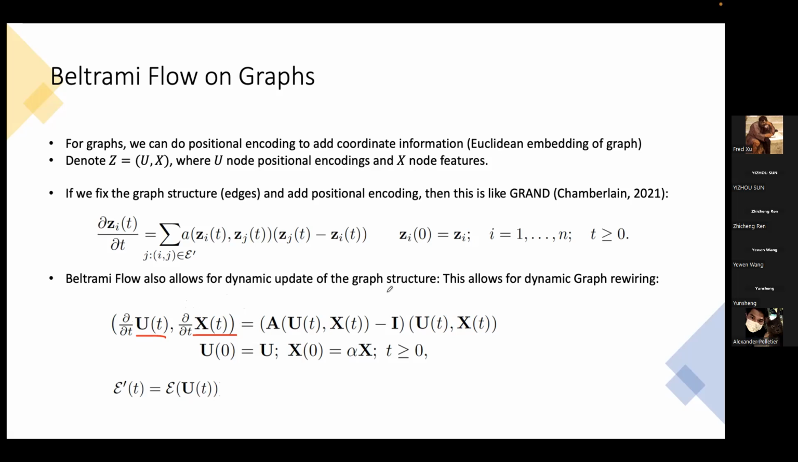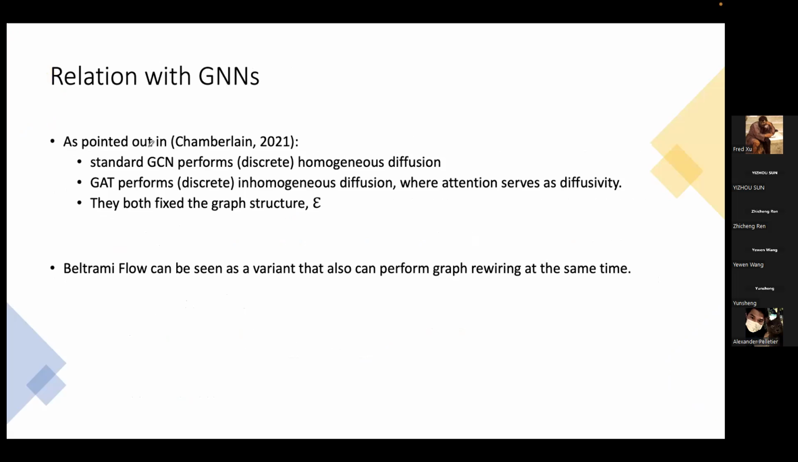So you can imagine this one as a continuous version of the paper that we introduced earlier, which evolves them discretely. And with this, again, I'm reiterating the relationship between this formalism and graph neural networks. Yeah, so the Beltrami flow is basically a variant that also performs graph rewiring.